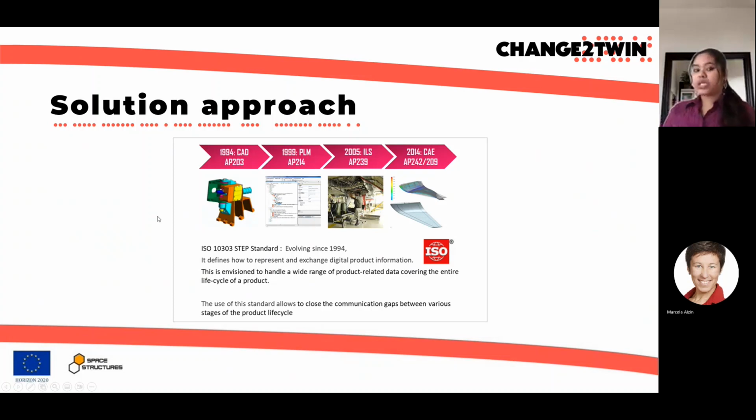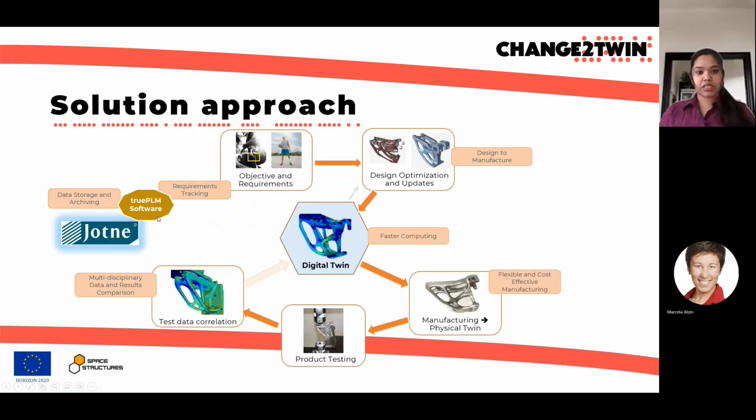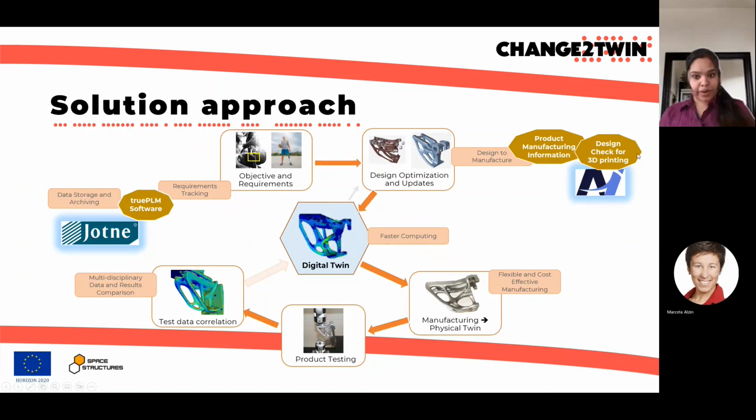Now, going into the next problem, which is to have a design that is optimized for manufacturing. For that, we used help from Additive Industries, and they helped us to align the design to the manufacturing parameters. It is mainly done through design checking, providing product manufacturing information and limitations, which is available for 3D printing, especially for metal 3D printing, which is the technology that we use to make this product.